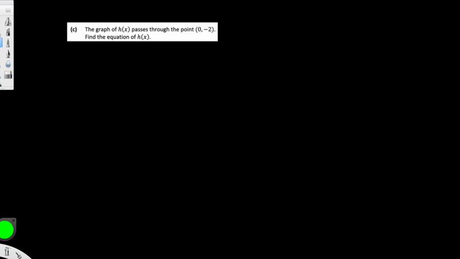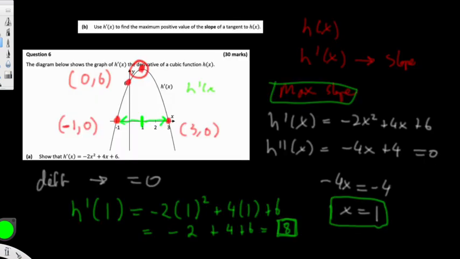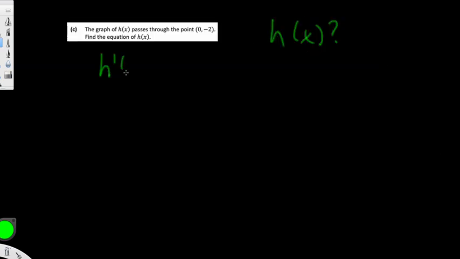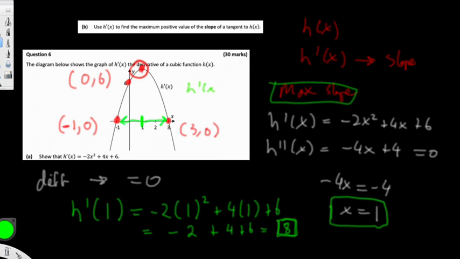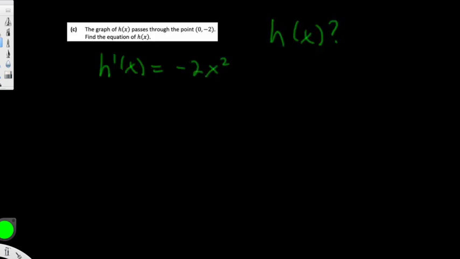And then we're told that the graph of h of x passes through the point (0, -2), and we have to find the equation of h of x. So now we're looking for h of x. What did we have already? Well, we had that h prime of x was equal to -2x squared plus 4x plus 6.